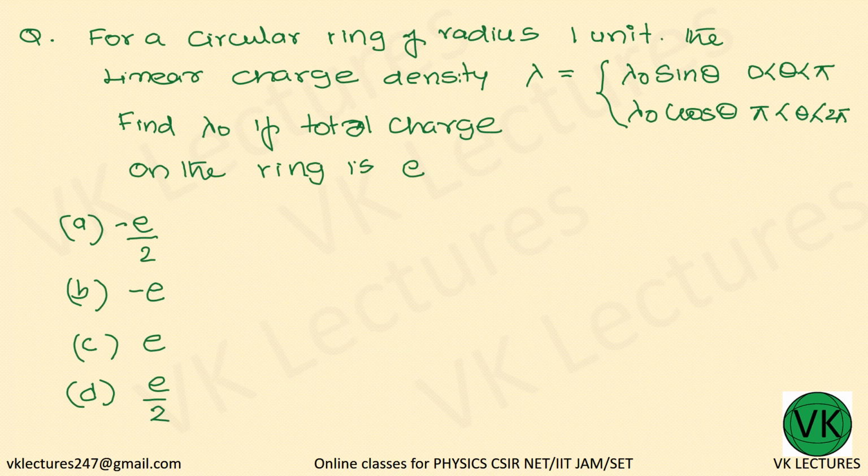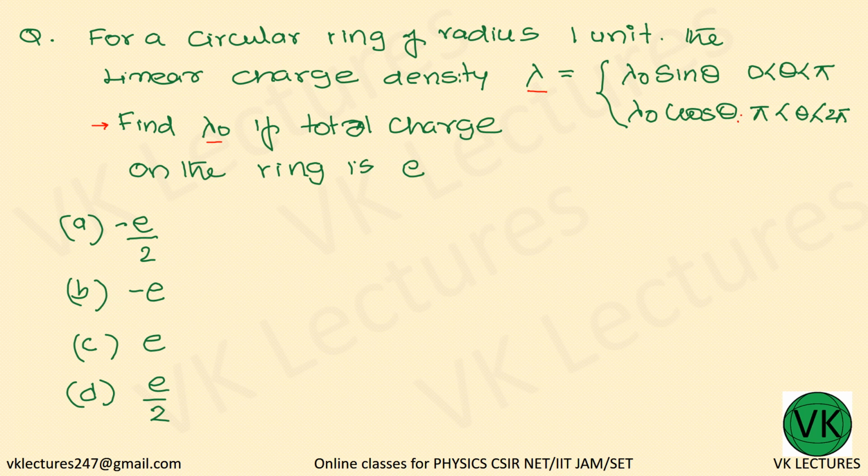This is our another question. For a circular ring of radius 1 unit, the linear charge density lambda is given by lambda naught sine theta in the range 0 less than theta less than pi, and lambda naught cos theta in the range pi less than theta less than 2 pi. Now this is the lambda given, and we are asked to find lambda naught if the total charge on the ring is E.